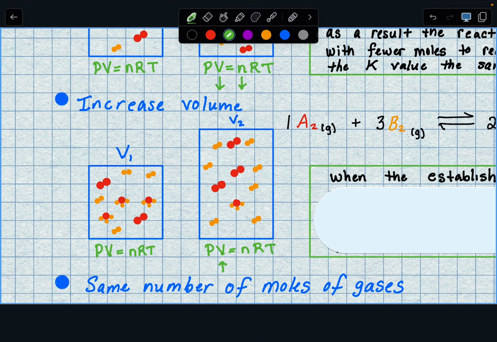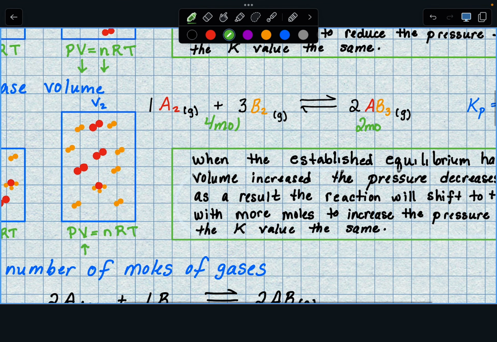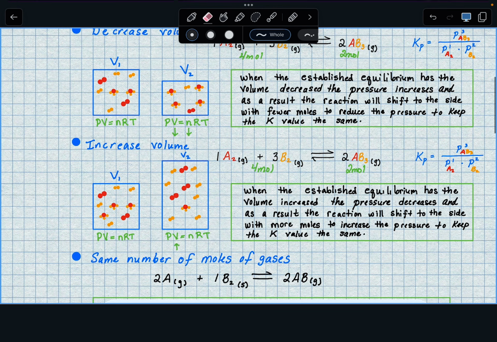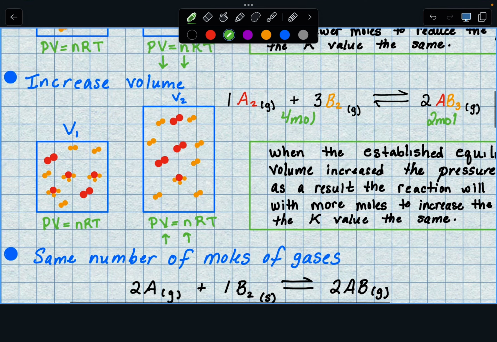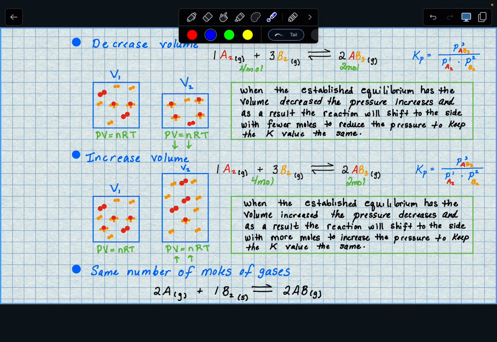Again, remember this side had 4 moles, and this side had 2 moles. So what'll happen is it'll shift or favor the side that has, in this case, more moles of gas. And that's because for a moment, the pressure goes down. And so what the equilibrium reaction does is it creates more moles of particles to adjust for that change. And again, we're trying to keep the K value the same for this also.